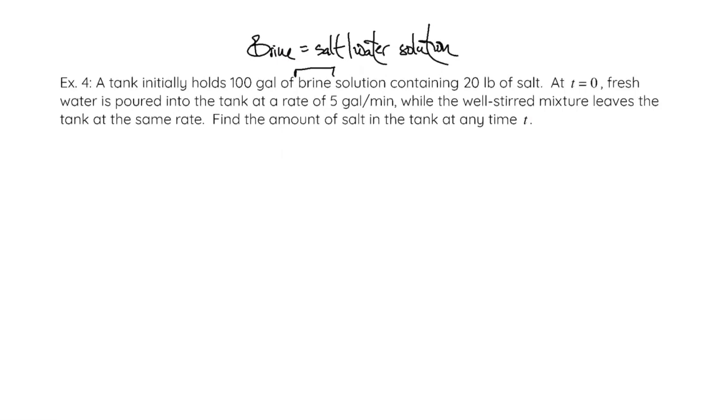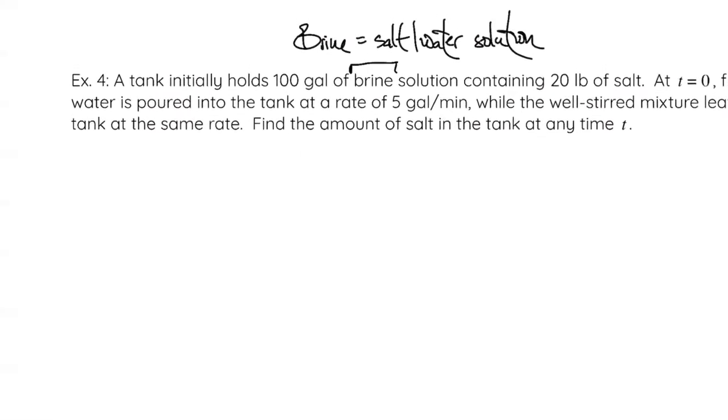And in this particular tank, we have 20 pounds of salt to begin with. Okay. At t=0, fresh water is poured into the tank at a rate of 5 gallons per minute, while the well-stirred mixture leaves the tank at the same rate. Find the amount of salt in the tank at any time t. All right, so we know based off of the wording in this question, when we see something about salt solutions and mixtures coming in and out, we are thinking dA/dt equals R in minus R out.